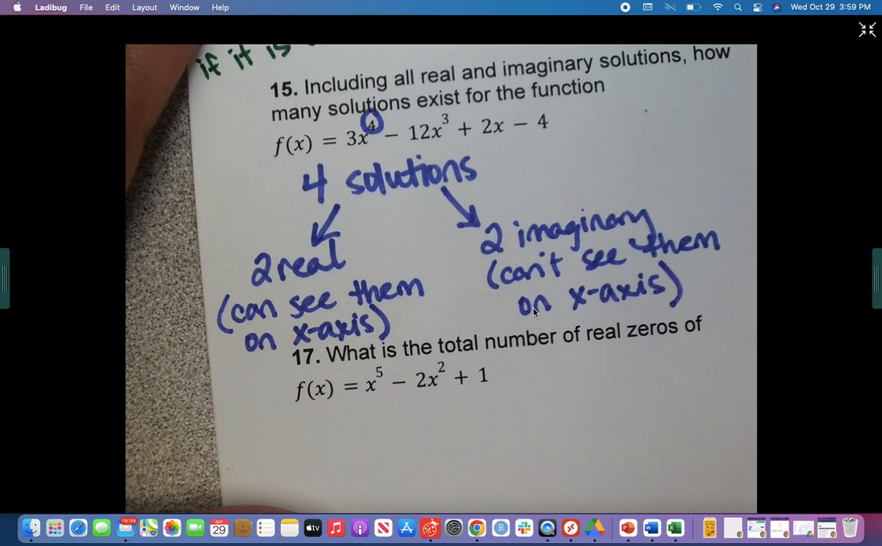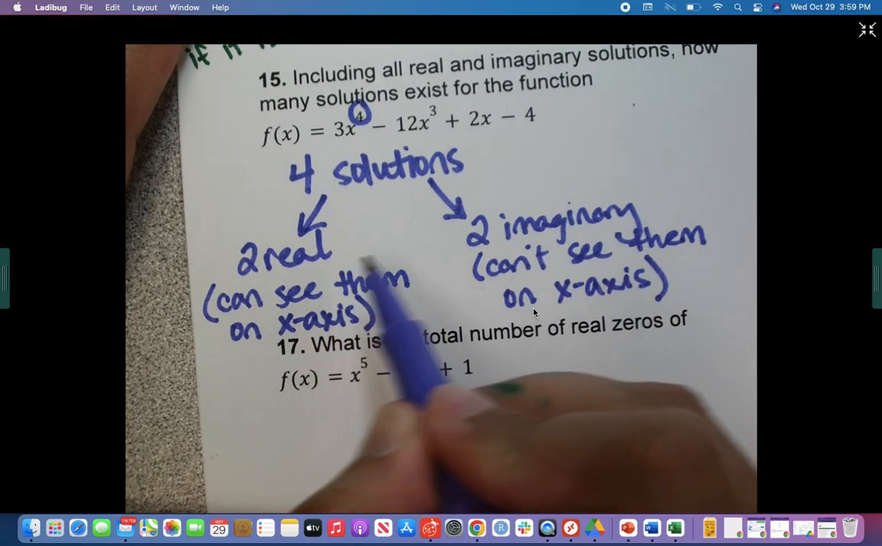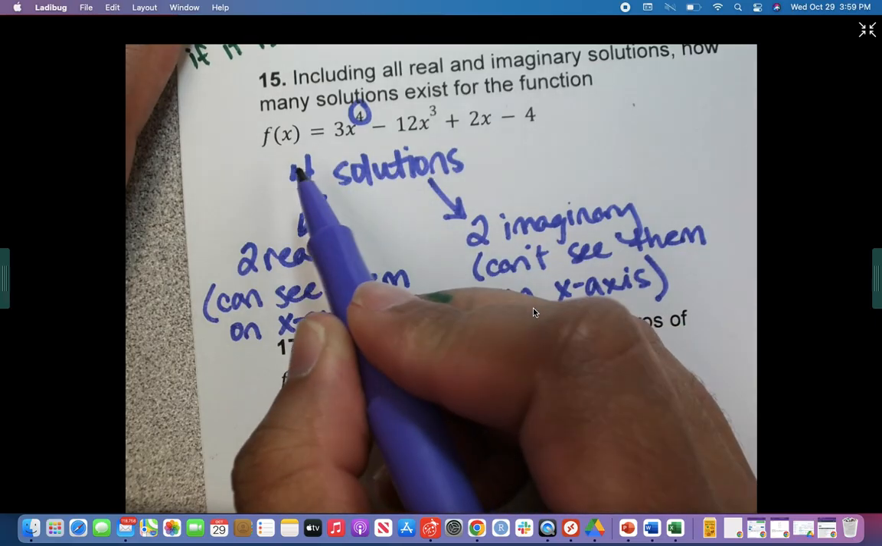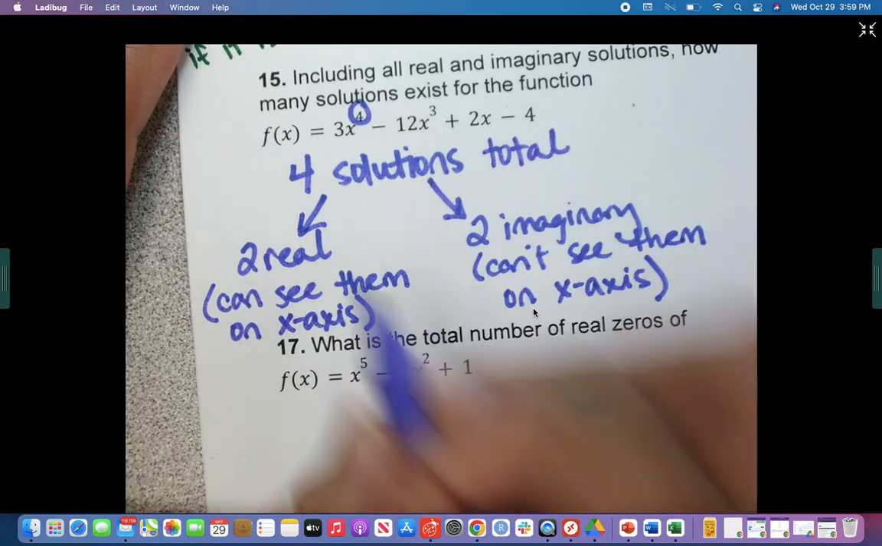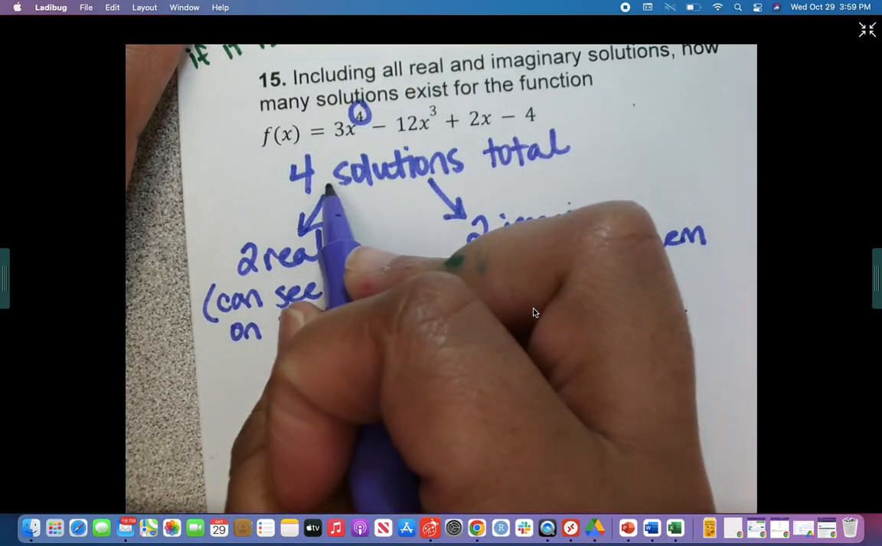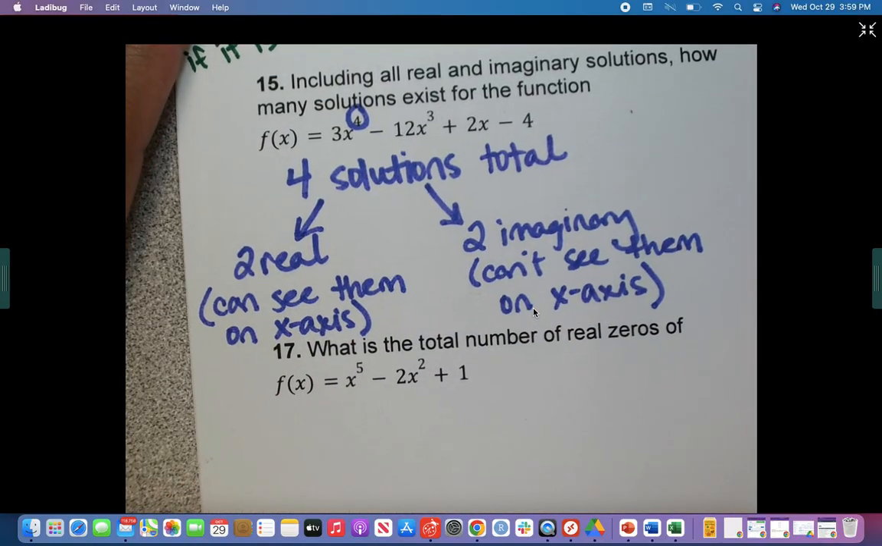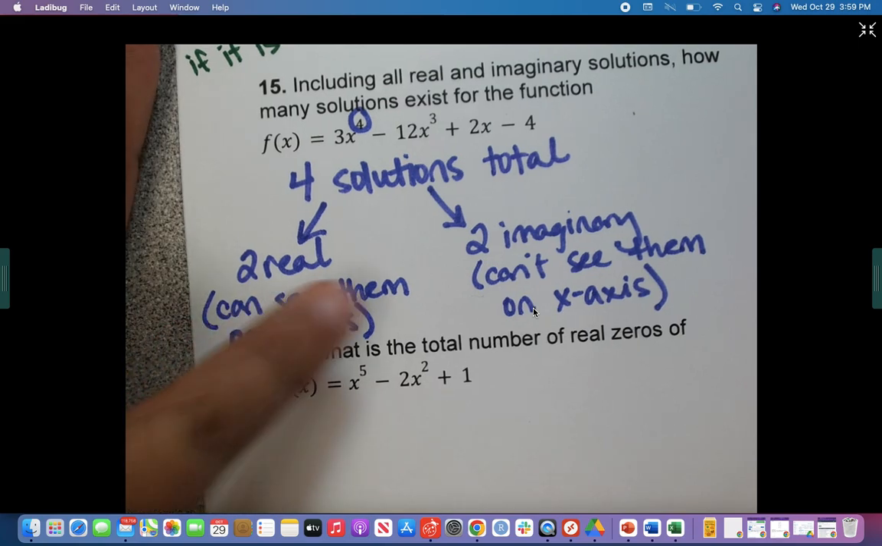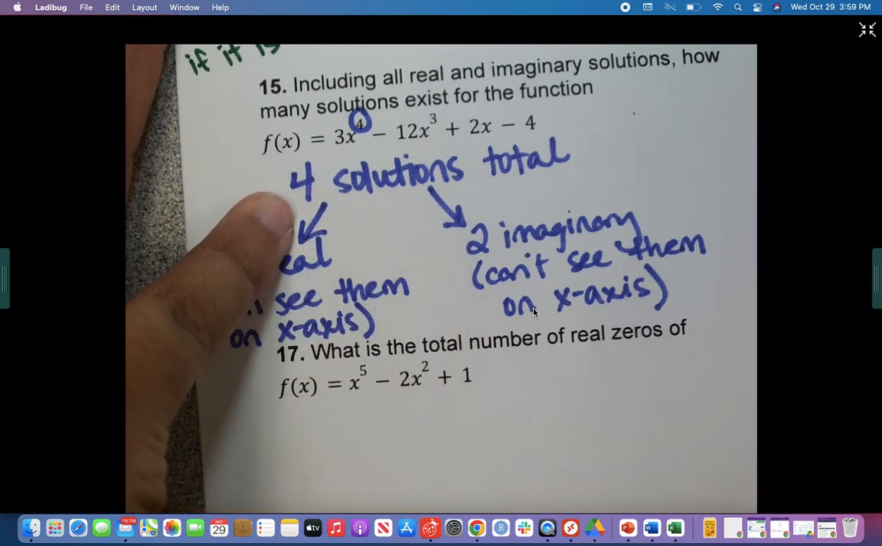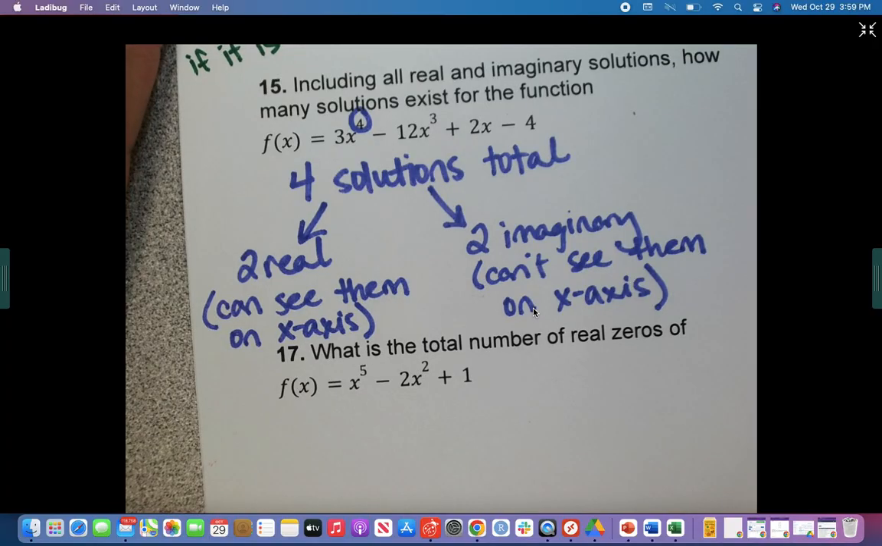So your number of real plus imaginary should add up to the total. So 2 plus 2 is 4. All right, so that would be your answer for number 15. So we've got 2 real solutions, 2 imaginary solutions for a total of 4 because our degree is 4.